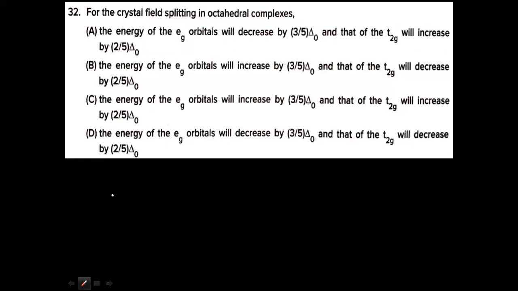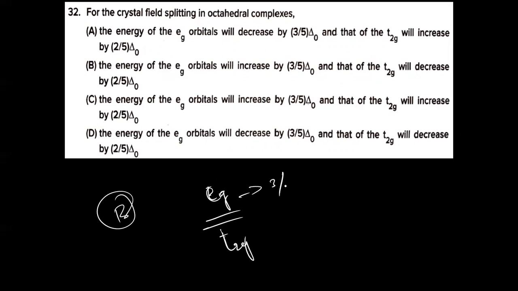32. For the crystal field splitting in octahedral complexes, the energy of each eg orbital will increase by 3/5 delta naught, and that of the t2g will decrease by 2/5 delta naught. So this is a completely theoretical question. We can predict it easily. In octahedral splitting, maximum repulsion occurs in the eg orbitals and minimum repulsion in the t2g orbitals. So due to maximum repulsion the energy increases by 3/5 delta naught, and when we consider the t2g orbitals, the energy will decrease by 2/5 delta naught. We can easily predict that. It's option B.